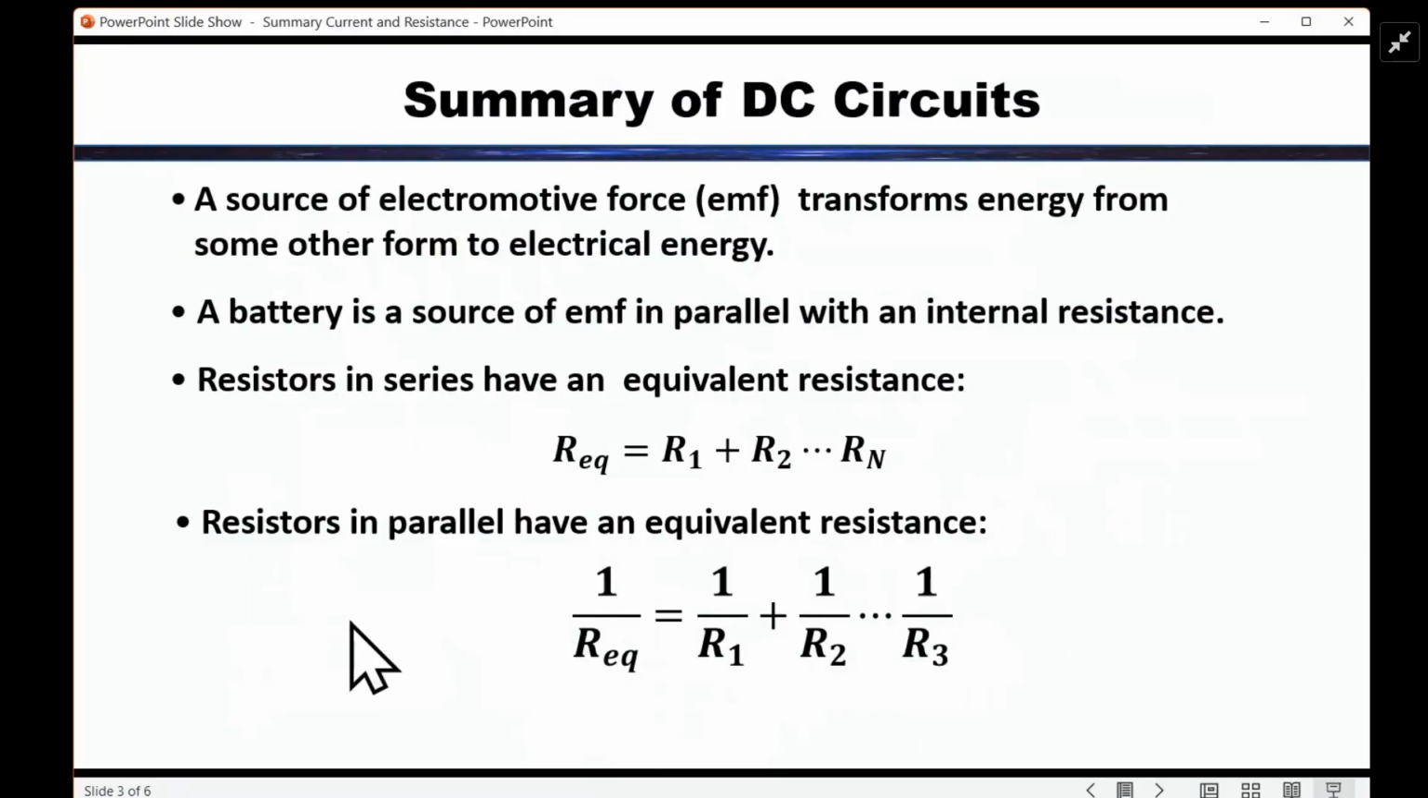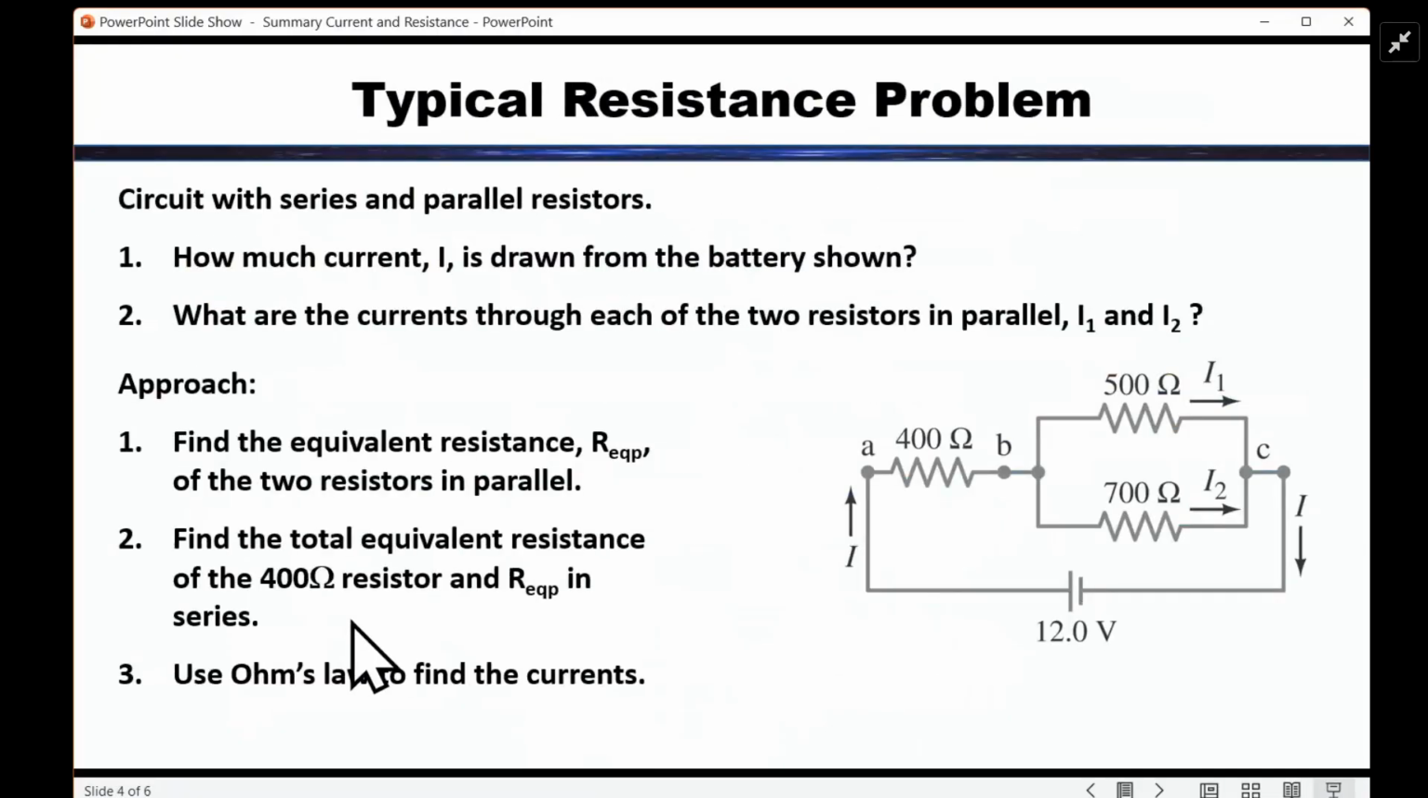Then I wanted to also show you a typical problem that is given. This is sort of the archetypical problem, to find out some properties about this circuit where you have a couple of resistors in parallel and a resistor in series. And you could ask, for example, how much current is drawn through the whole thing and through each of these resistors. And to do that, it's a simple approach.